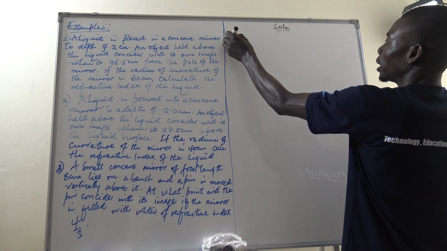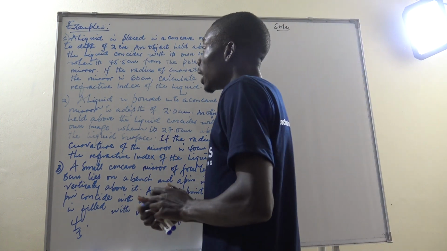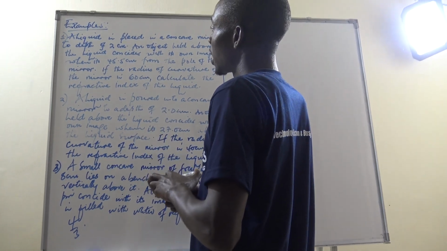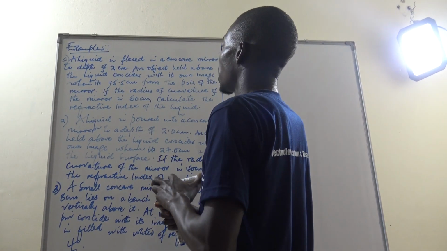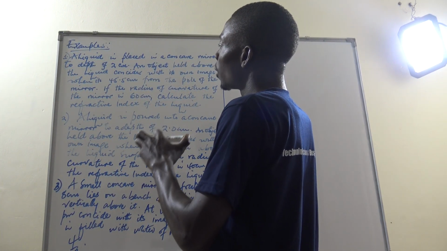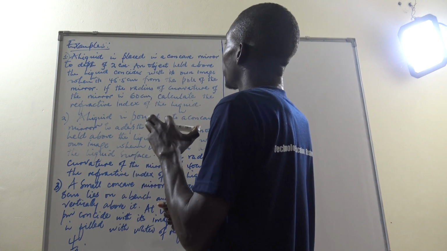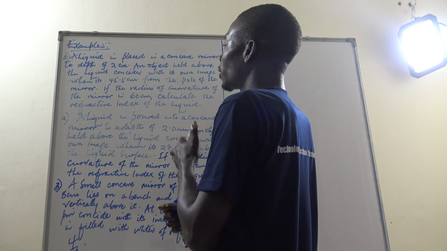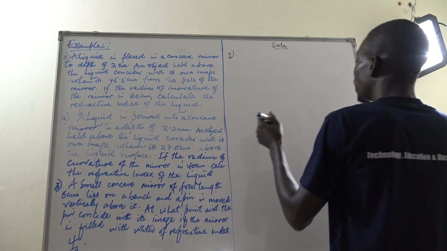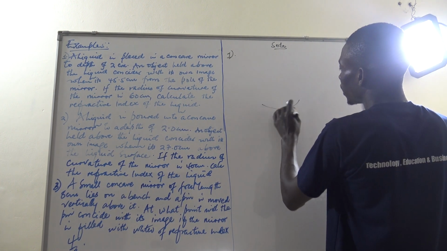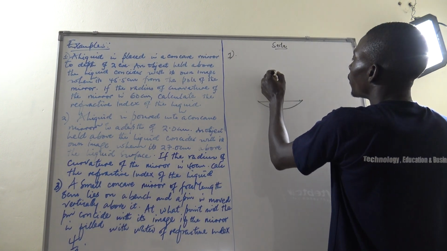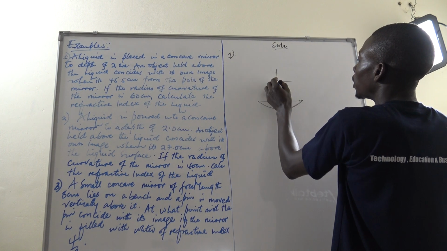Looking at number one, it says that a liquid is placed in a concave mirror to a depth D, so to a depth of 2 centimeters. And then an object held above the liquid coincides with its own image when it is 45.5 centimeters from the pole of the mirror. If the radius of curvature of the mirror is 60 centimeters, calculate the refractive index of that. Please, you shouldn't forget that we looked at this because you must understand the formula with the meaning of every expression in the formula.